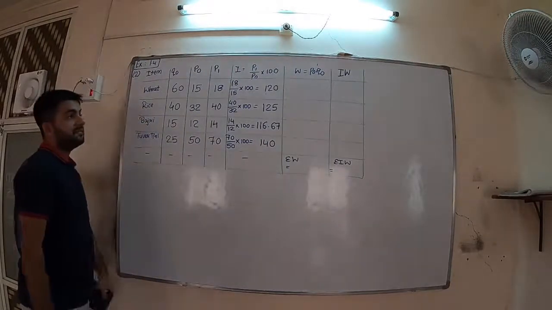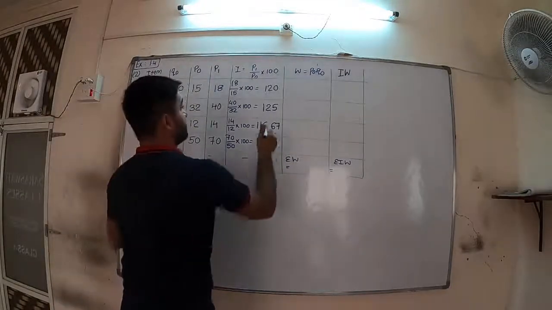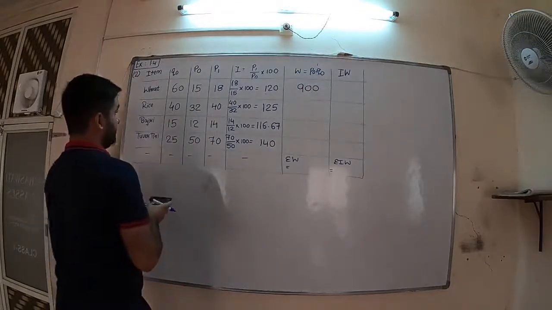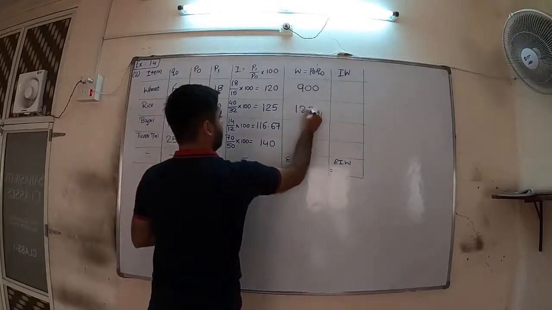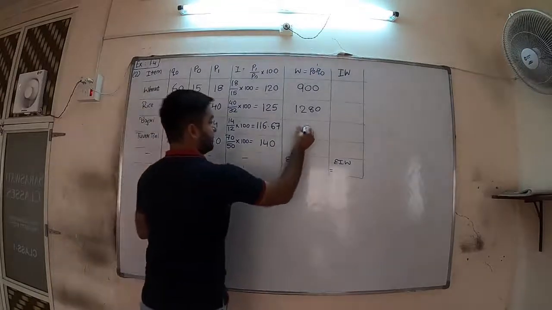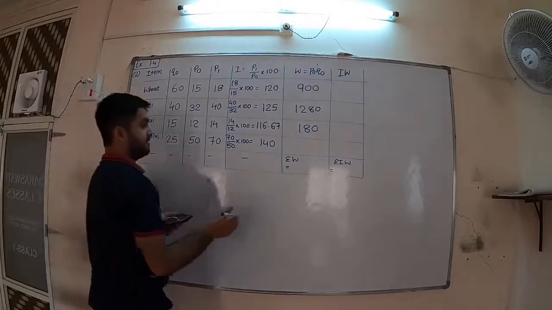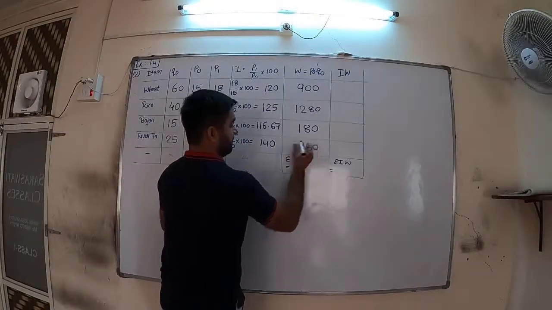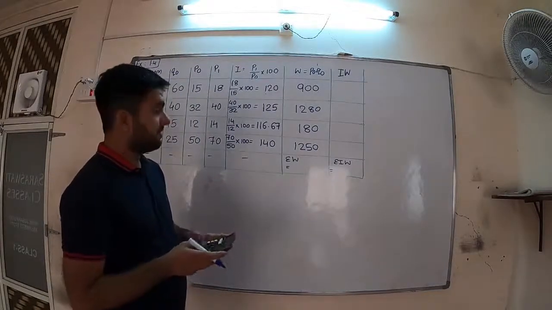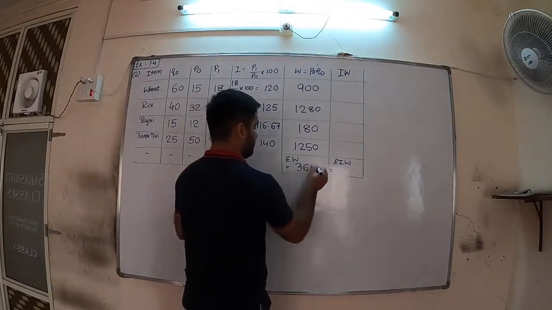Now P0 Q0 both these. 15 into 60 is 900, 40 into 32 is 1280, 15 into 12 is 180, 25 into 50 is 1250. Now W will not be 100 because here there is a different thing: 1280, 180, 1250. So sigma W is 3610.